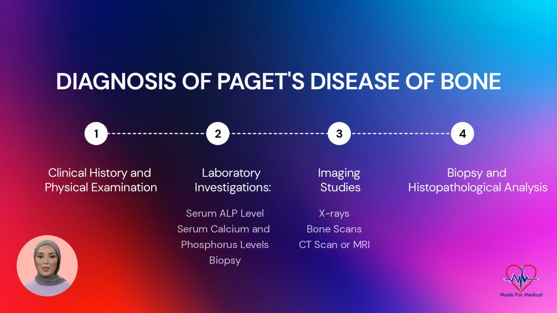Biopsy and histopathological analysis. A definitive diagnosis of amyloidosis often requires a biopsy of an affected organ. The choice of the biopsy site depends on the suspected organ involvement. Laboratory tests. The following tests are commonly performed: blood alkaline phosphatase, ALP level, serum calcium and phosphorus levels.